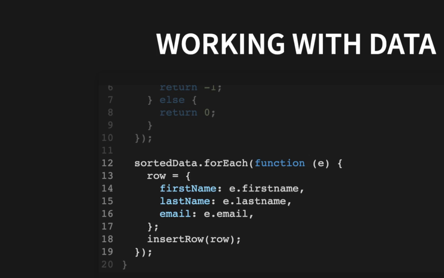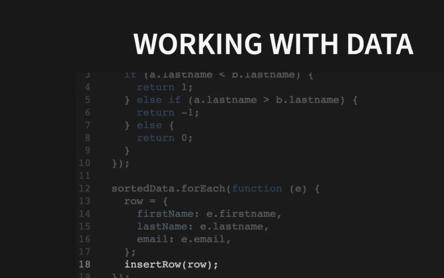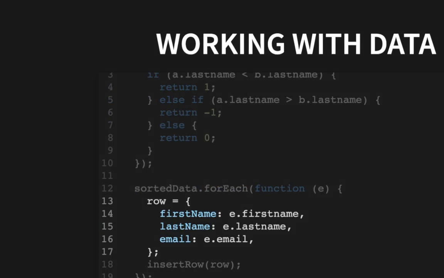So first name is the first name of that element, last name is the last name of that element, and email is the email of that element. And then we call this insert row function that I wrote. It just does some HTML stuff, not super exciting. I copy and pasted it like 6 times. So all that function did is, for every single thing in our array of 10 things that we have sorted, it calls this function for all of them.